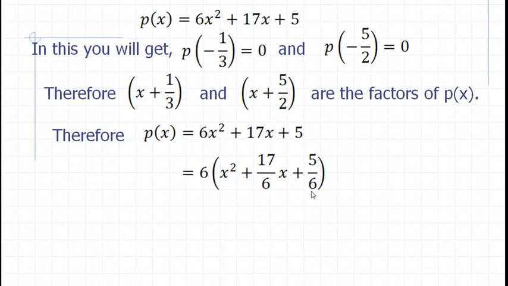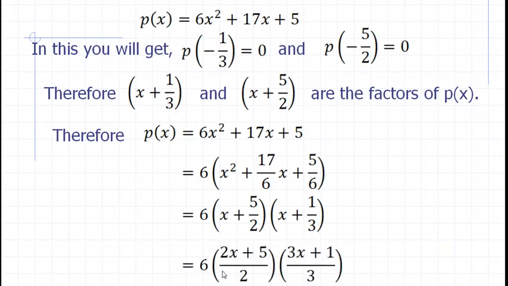Now this polynomial can be written as the multiplication of these two terms, x plus 5 by 2 into x plus 1 upon 3. Now when you take 2 as LCM in this and 3 as LCM in this, so 2 3s are 6 and 2 3s are 6, 6 cancel. You will get the same factors 2x plus 5 into 3x plus 1 that you got in splitting middle term.